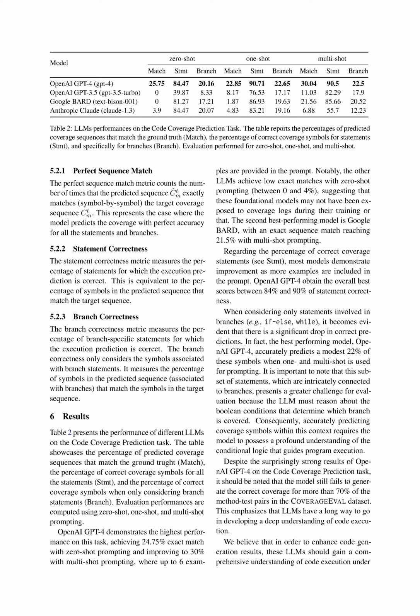However, when we only consider statements involved in branches, like if-else, while, there's a significant drop in correct predictions. The best performing model, OpenAI GPT-4, accurately predicts only 22% of these symbols when one-shot and multi-shot prompting is used. This subset of statements, which are closely linked to branches, presents a greater challenge because the LLM must understand the Boolean conditions that determine which branch is covered. Therefore, accurately predicting coverage symbols in this context requires the model to have a deep understanding of the conditional logic that guides program execution.